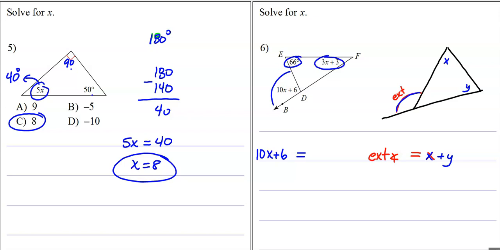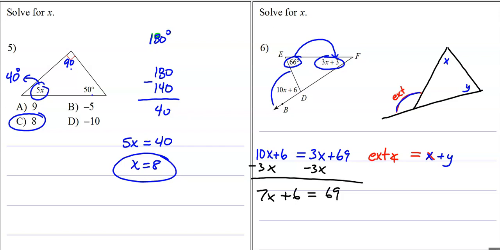which I'm going to combine like terms right now. I'm going to add the 66 and the 3 to get 3x plus 69. Save a step there. So now I have to solve an equation with x's on both sides. I always attack the variable first, and I attack the smaller one. Just makes life a little easier for me. So I subtract 3x from both sides. I get 7x plus 6 equals 69.